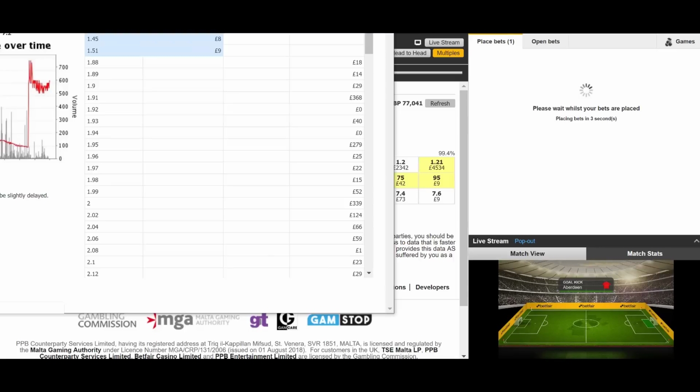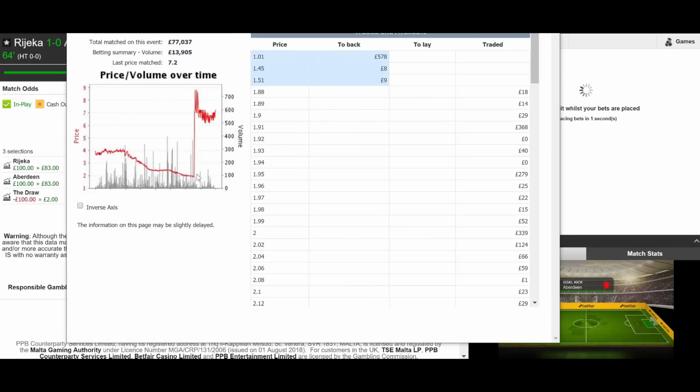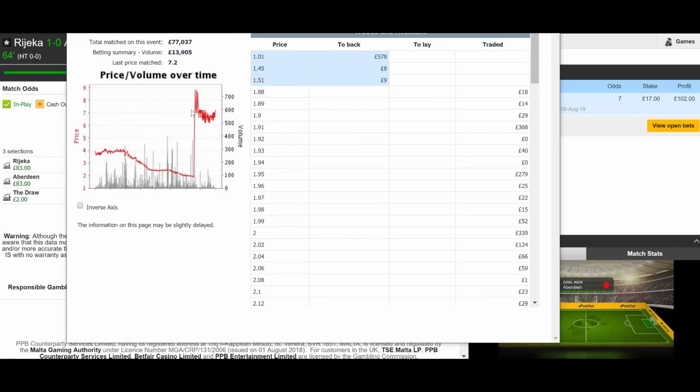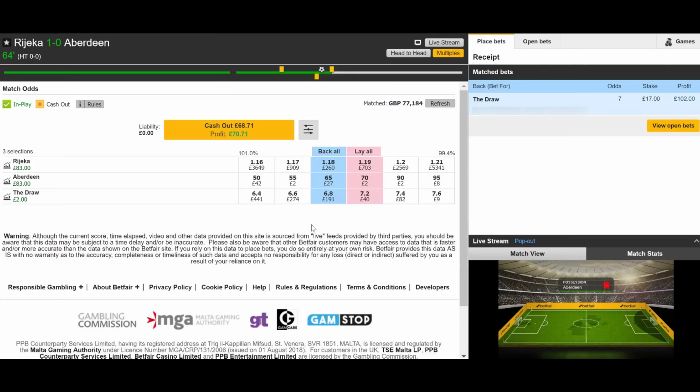Let me just bring up the chart and show you that, yeah, laid the draw right around evens, right just before the goal, and the price has shot up to 7. And you can kind of see the difference as well. I mean, if we were to cash it out, we would lock in a profit of £70. But by leaving it like this, by removing all liability on the draw, we've increased that profit potential up to £83. And we also have no risk on the market as well, which is very important.